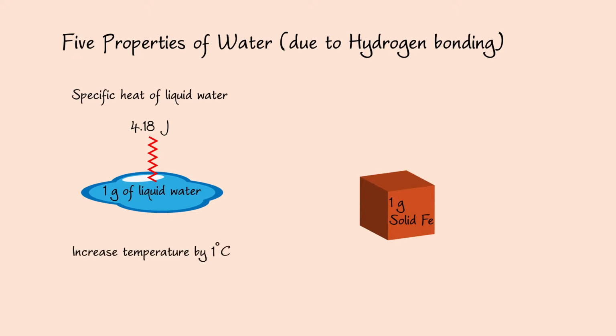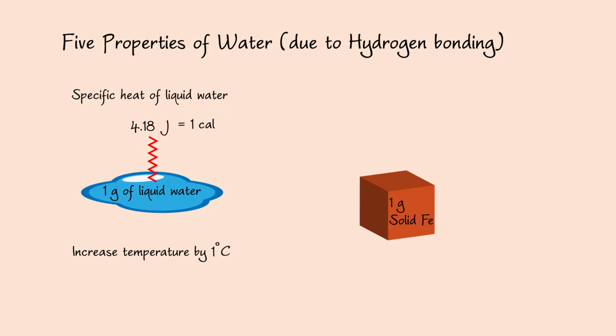Joules is a unit of measure for heat energy. Another unit that is commonly used to measure heat energy is the calorie. 1 calorie is equal to 4.18 joules. This means that the specific heat of water is also equivalent to 1 calorie.